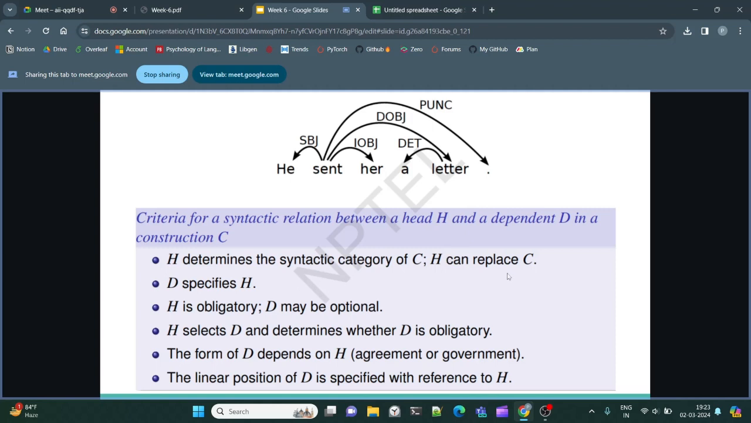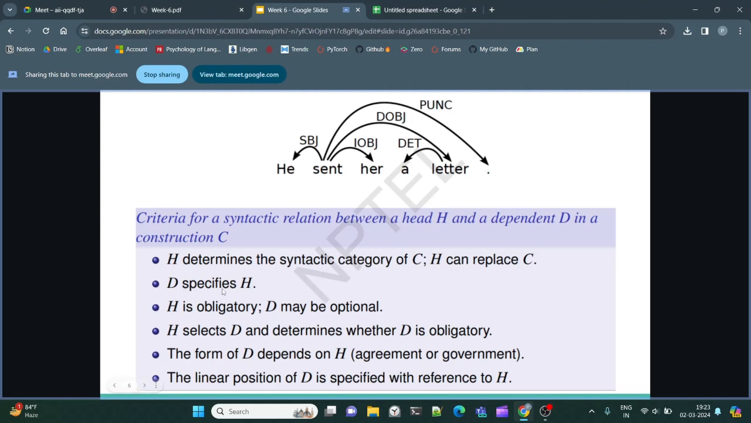And the head can even replace the construction. So the head serves the predominant grammatical functionality of the construction, and instead of "a letter" we can simply write "letter" and we'll still have a valid construction. So that is the first criterion.